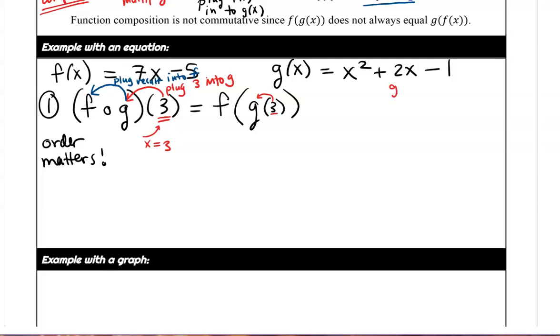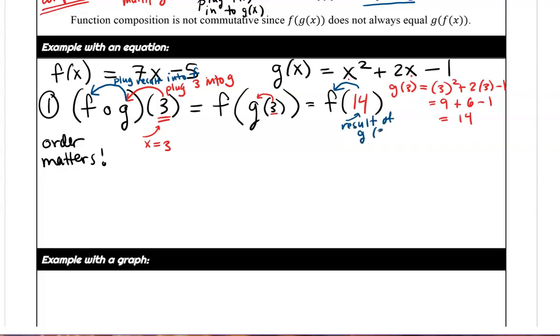So let's work that out. So g of 3 would be what I get when I just plug 3 into the equation where the x's are. So it's 3 squared plus 2 times 3 minus 1. So that would be 9 plus 6 minus 1, which is 14. Okay, so that's g of 3. So then this is saying to take the result of that, that 14, and now that becomes the input of f. You plug it into f.